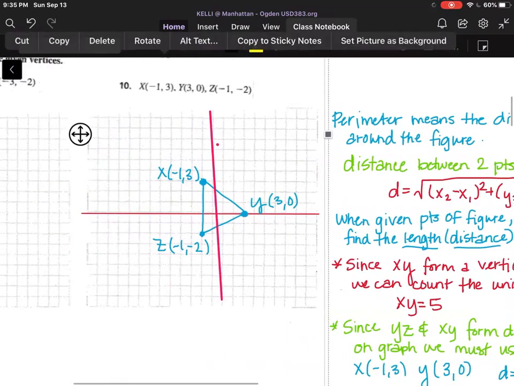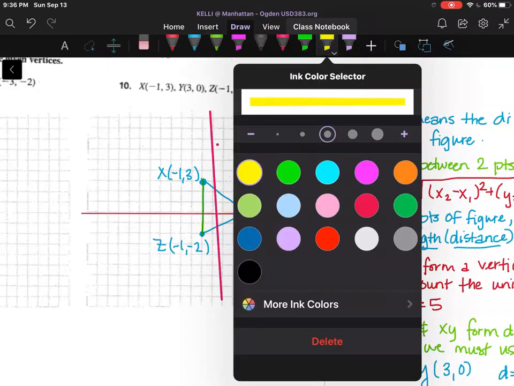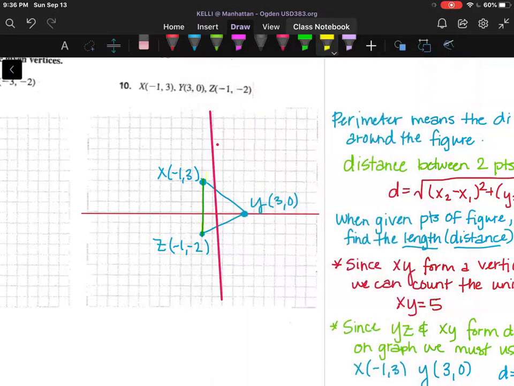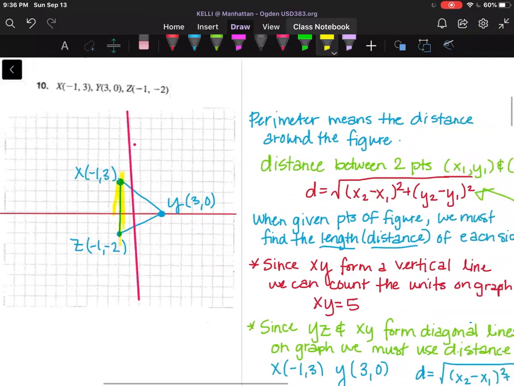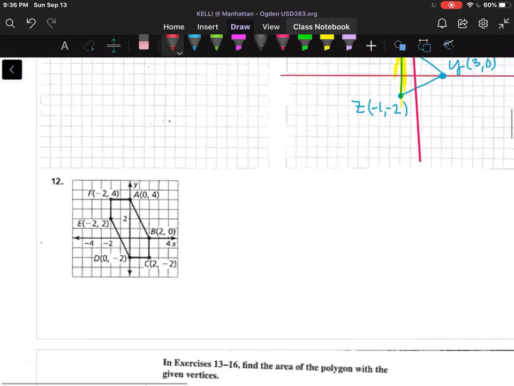Okay? Now, on some of these, like for x, y, right here, we're able to just count because it's completely vertical. So I've kind of gone down here and already done that. Since xy forms a vertical line, we can count the units on the graph. On some of these, you're going to be able to do that. Like if I look at number 12, there's a bunch here that you can count.